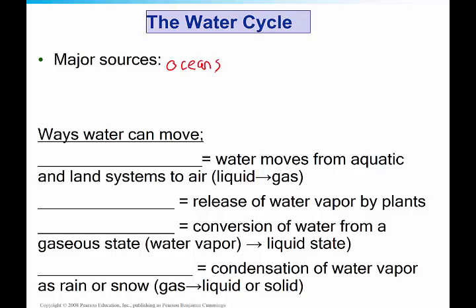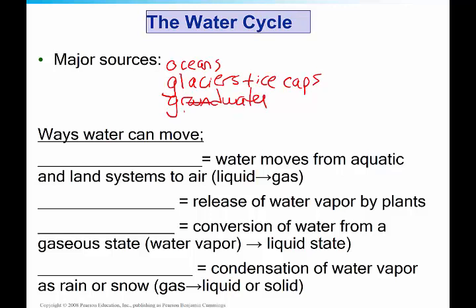And then if we want to consider salt water, we've got fresh water, we have glaciers and ice caps. We have groundwater, and then lakes, rivers, streams, etc. So how does this water move from one area to the other?